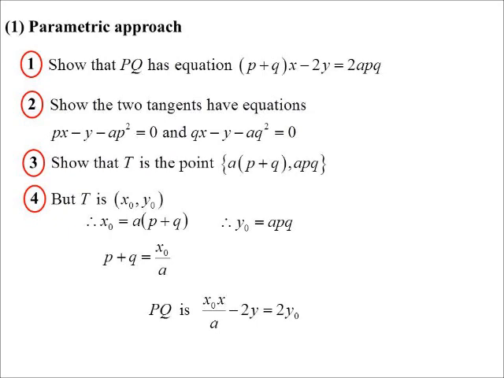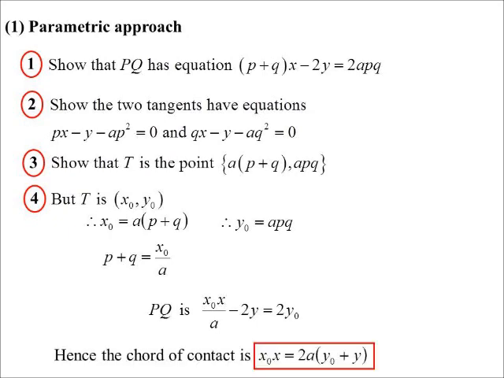Now if I rearrange this, something really interesting happens. There's the equation of the chord of contact. Now this is the interesting bit. Well, at least I think it's interesting. x naught x equals 2a(y naught plus y). That looks very similar to something. What was it? x squared.